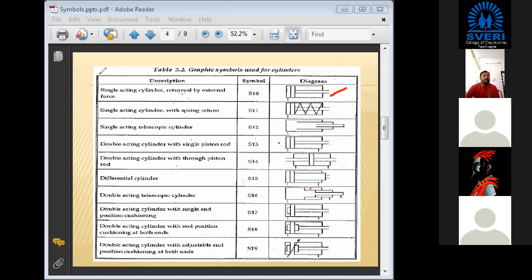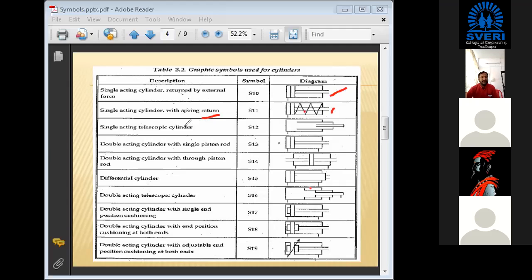So for representing a single acting cylinder returned by external force, the symbol is like this. Then a single acting cylinder with spring return, see this one. See the difference: this was just returned by external force, and this one is with the spring return. This is the difference.